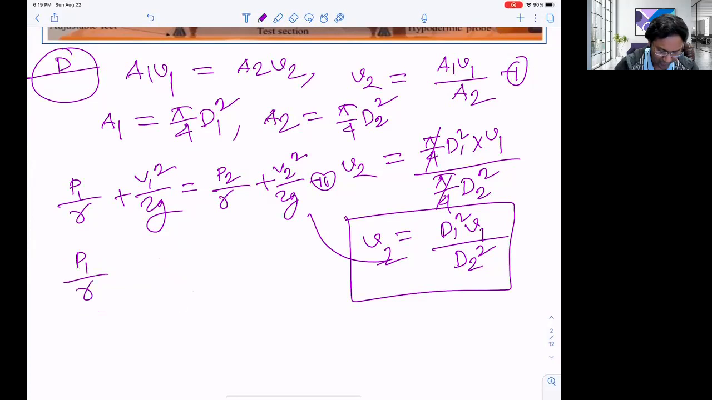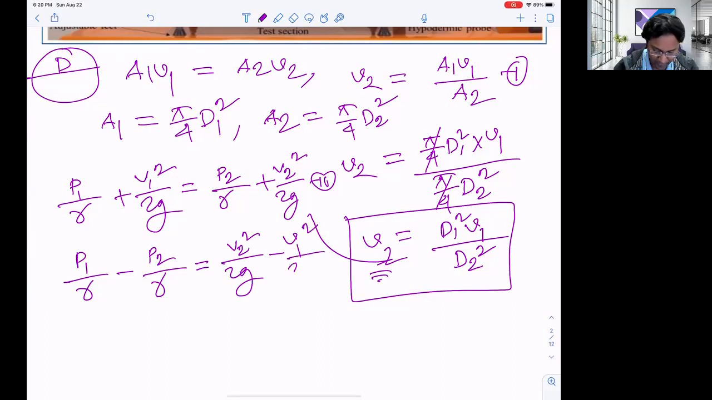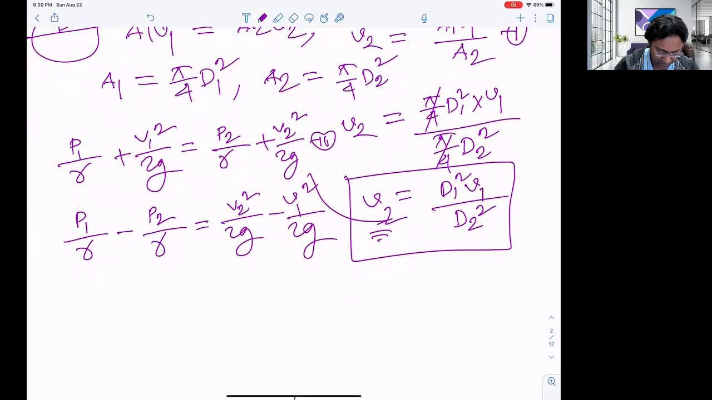We can write P1 over gamma minus P2 over gamma, because we have the higher pressure on the left side, and then at section number 2 we have the lower pressure. That's why we're making this difference. You can do whatever you want, it will be the same. Since I already calculated V2 here, I'm just trying to bring V2 here. So that's the expression, P1 over gamma minus P2 over gamma, which could be replaced by h. That's the pressure differential. We'll denote that one as h.